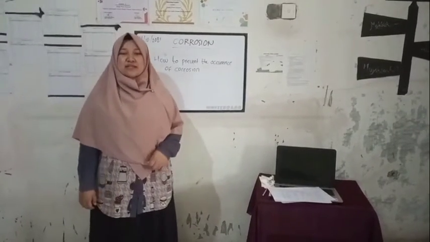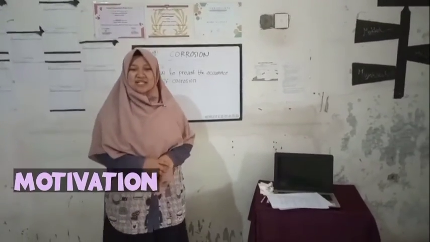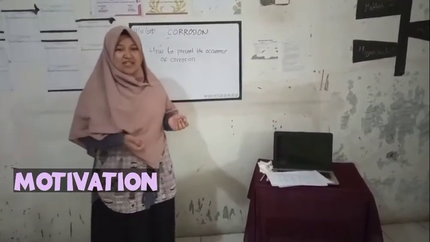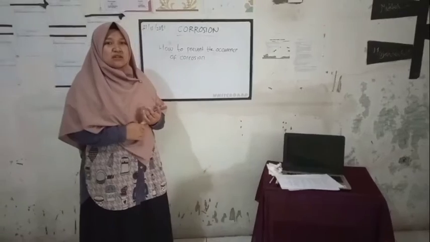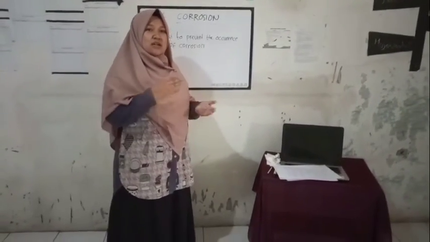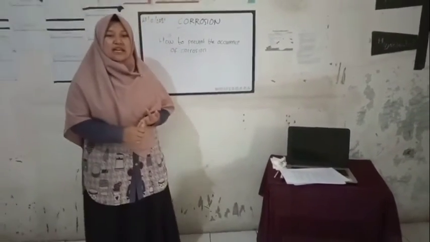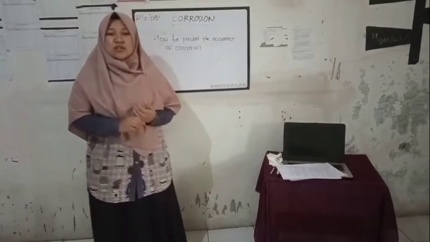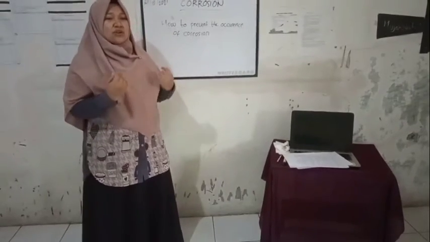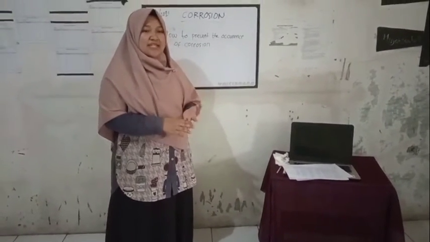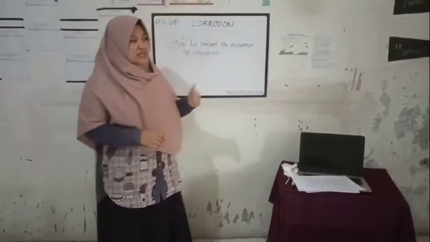Well, today we will learn how to prevent the occurrence of corrosion. By learning this material, we can get many benefits. Among them, we can know how to solve the problems caused by corrosion in our daily life. For example, iron, rusty nails, and rusty fans. We can solve the problem of rust on nails or fans by coating them with paint. And there are many other benefits of learning this material.